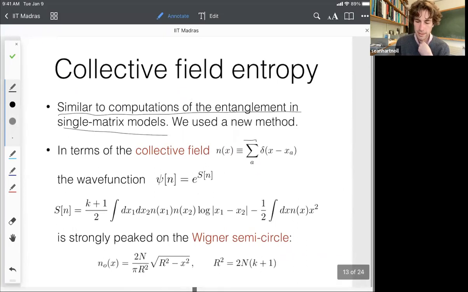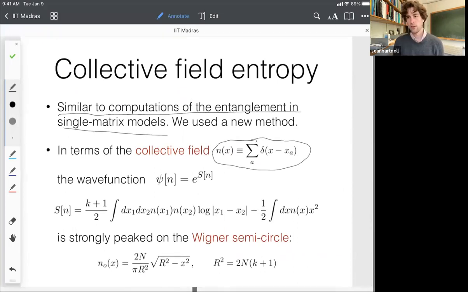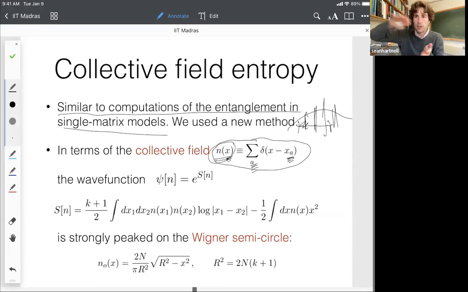You can define this collective field N. N of X is the number of eigenvalues close to X. This is a function that has a delta function on each eigenvalue. If you integrate N of X between 2 points, it counts the number of eigenvalues between these 2 points. It's the density of eigenvalues, and in the large N limit it becomes a smooth function. Here are the eigenvalues that I'm summing over, and N of X is the sum of delta functions of each eigenvalue. In the large N limit, it gives you the eigenvalue distribution.